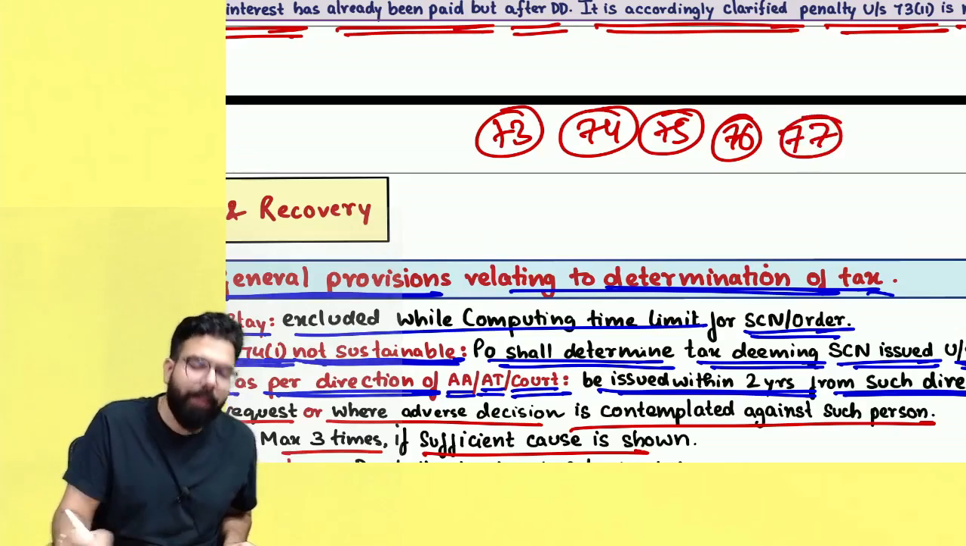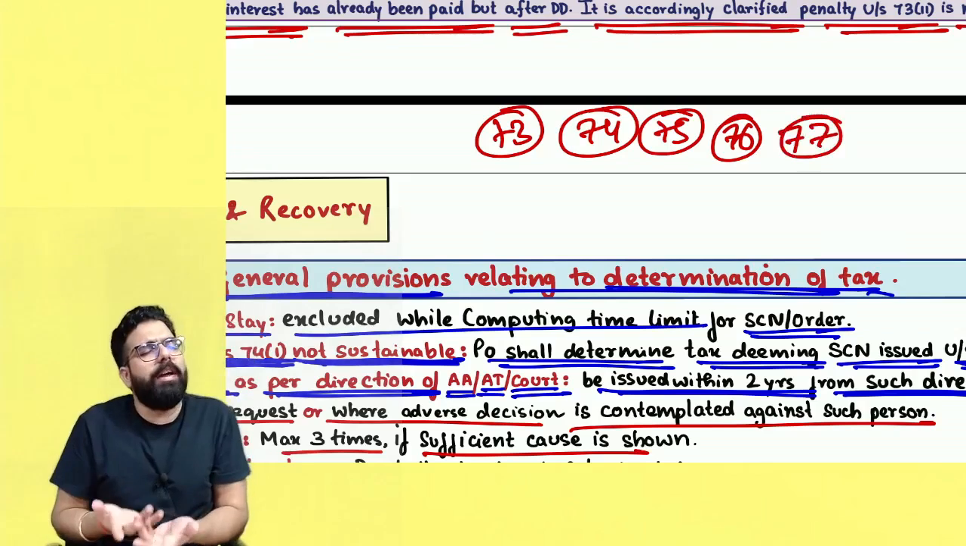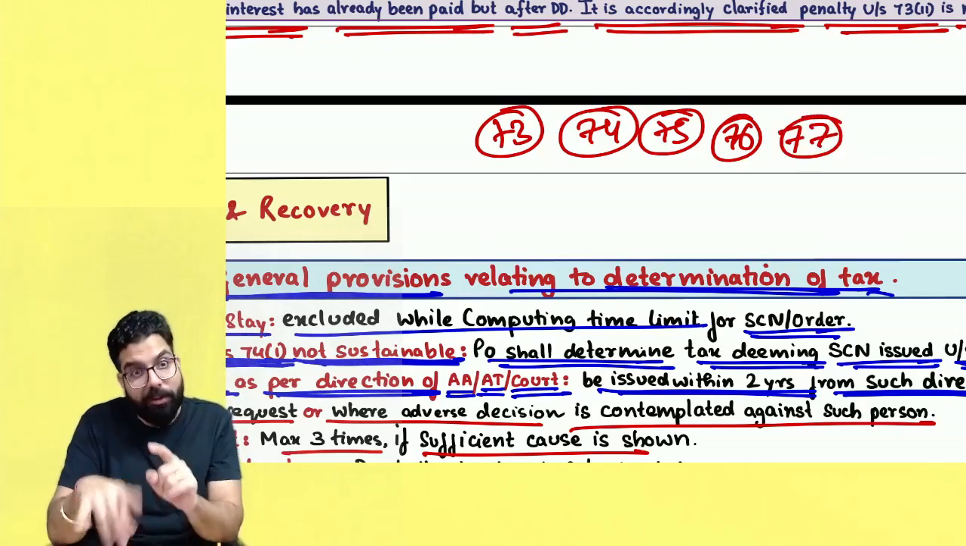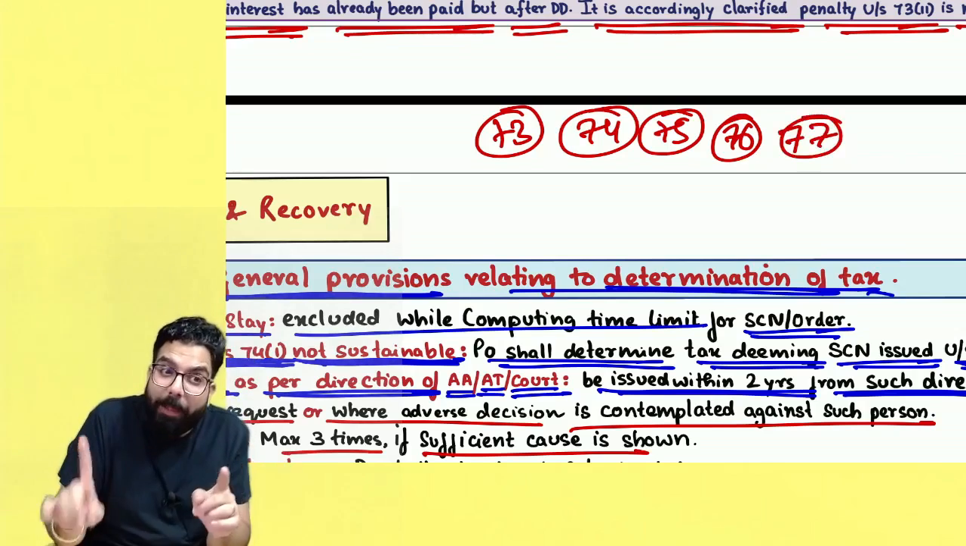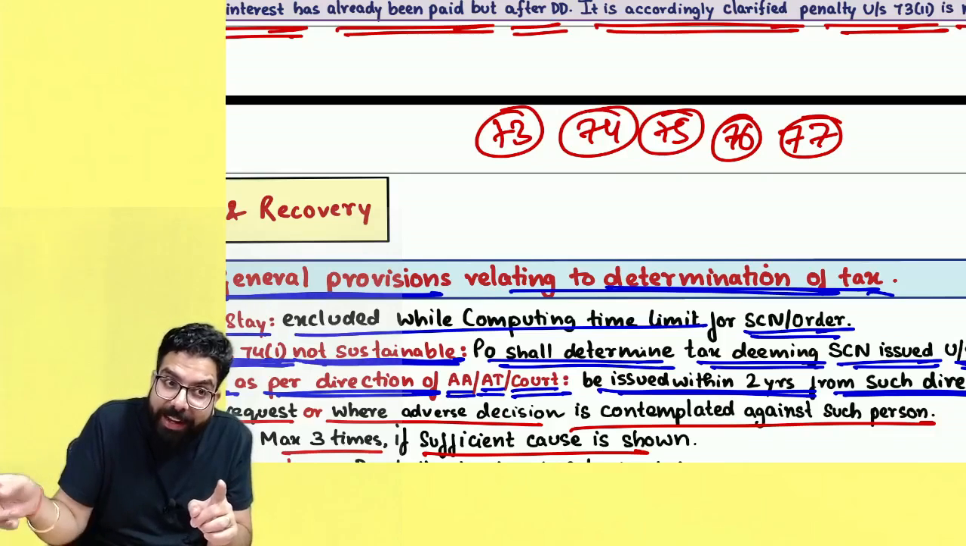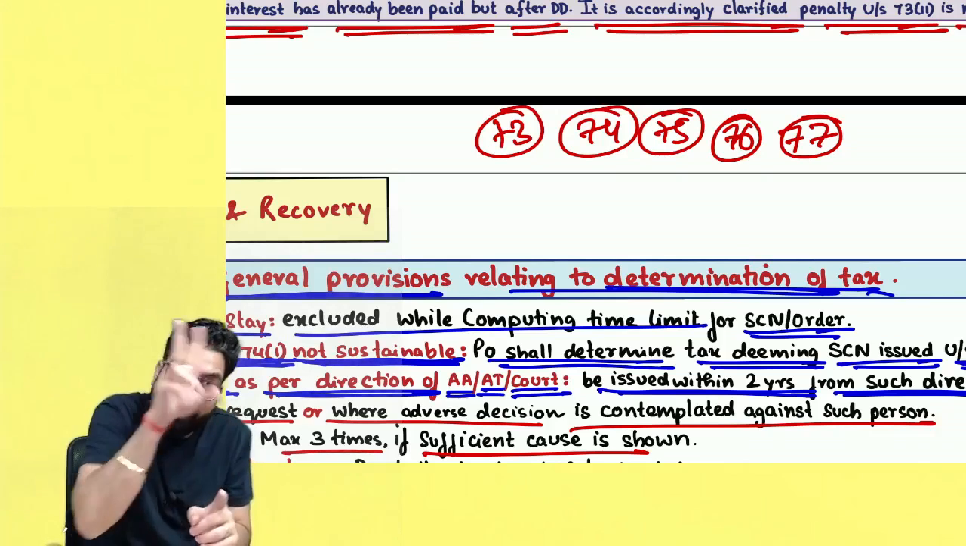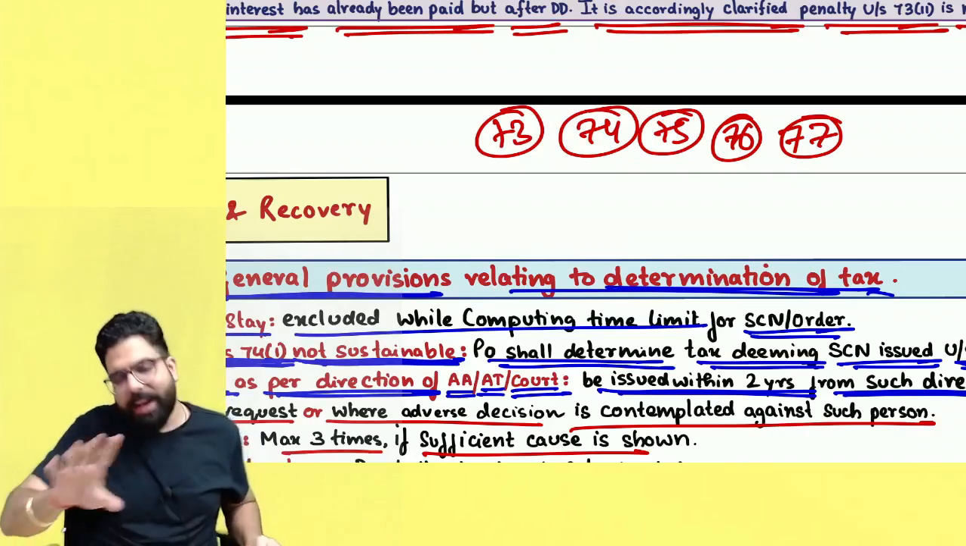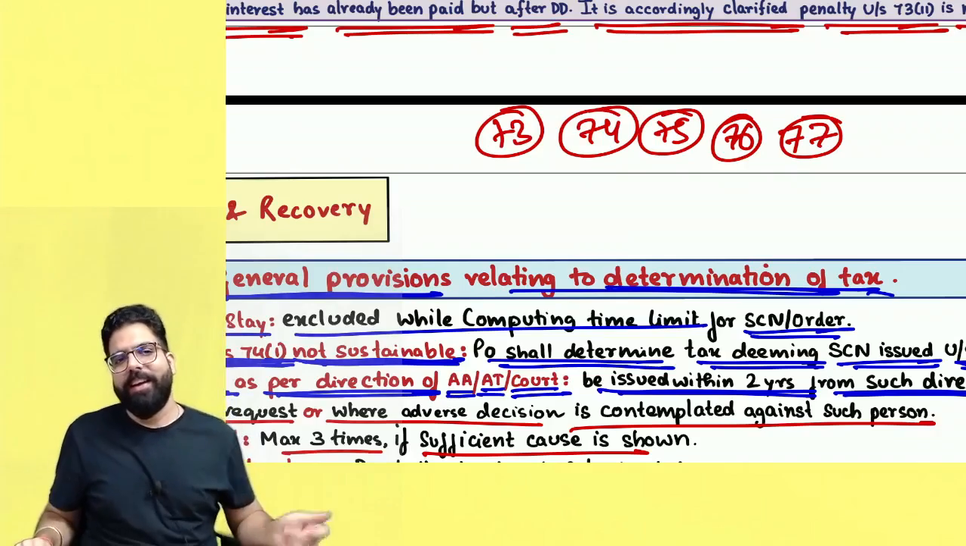Section number 77, wrong tax paid, take the refund of the wrong tax. Correct tax should be paid. Once you pay the correct tax, then you can apply for refund within 2 years. But when you are paying the correct tax, you don't have to go ahead and pay any interest.